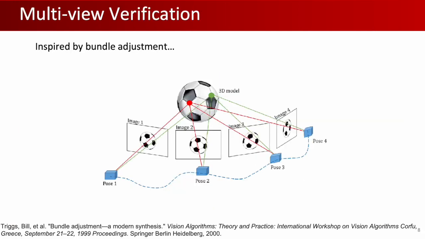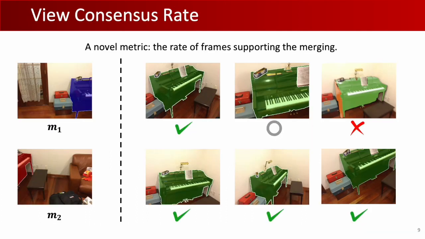Inspired by the classic bundle adjustment algorithm, we propose using multi-view verification to determine whether two 2D masks should be merged, improving global consistency. To utilize the entire sequence for verification, we introduce a novel metric, the view consensus rate. This rate is defined as the proportion of frames that support merging these two masks.